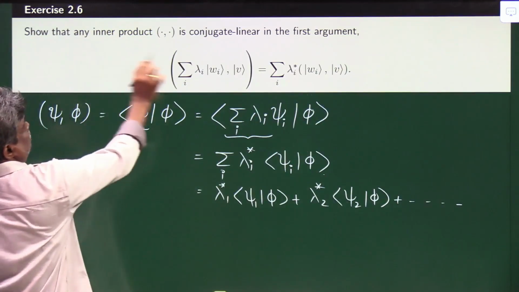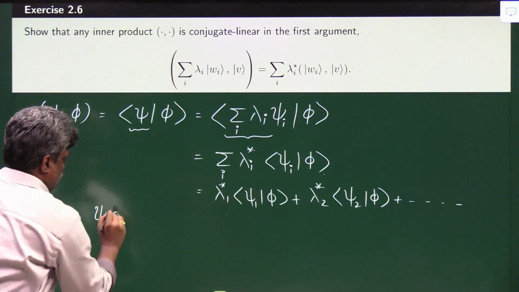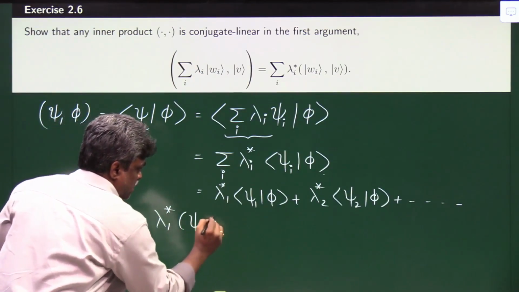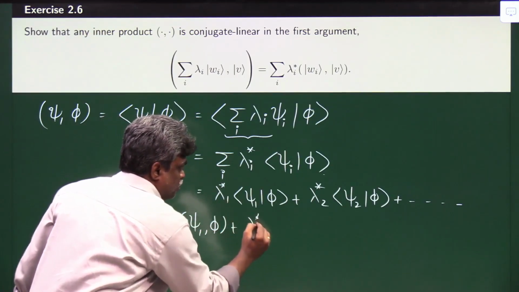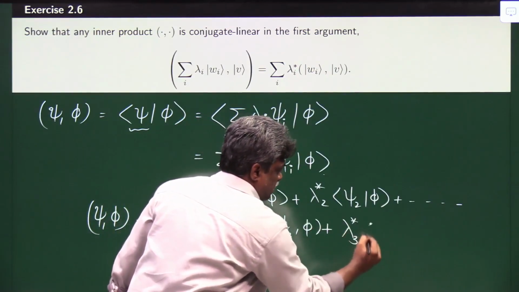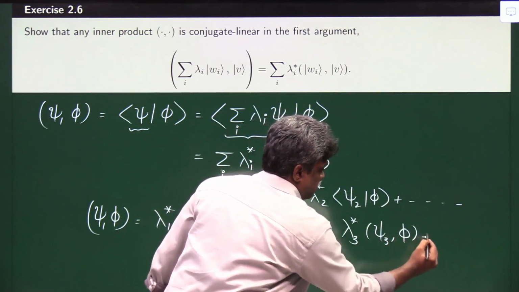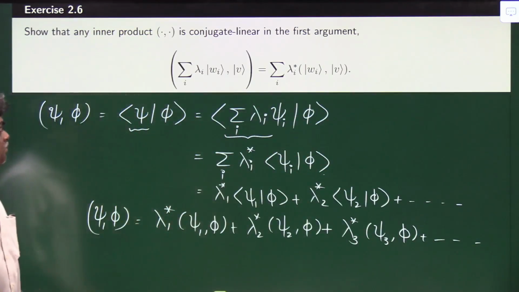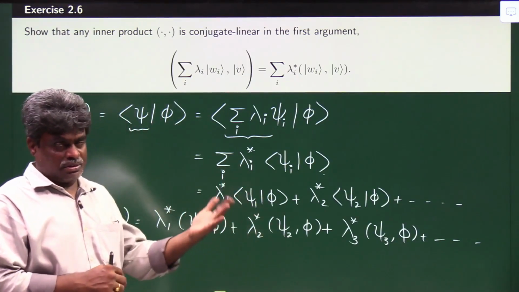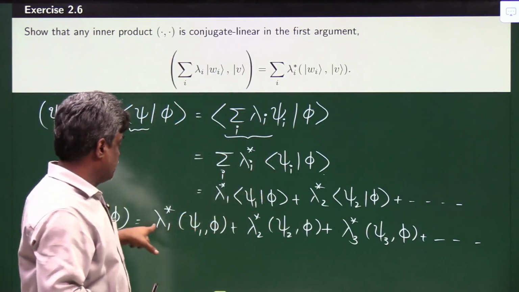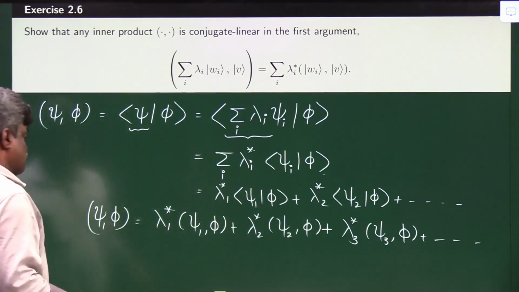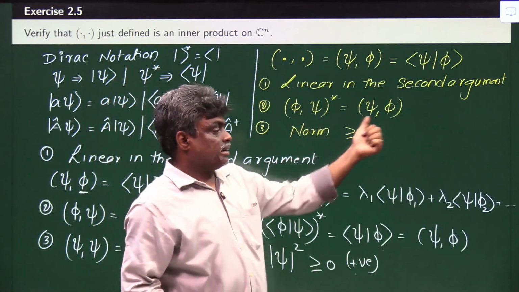If you want to write this in the notation given in the textbook, psi comma phi equals lambda 1 star psi 1 comma phi plus lambda 2 star psi 2 comma phi plus lambda 3 star psi 3 comma phi plus so on, like this. So finally, the inner product properties: it is linear in the second argument and conjugate linear in the first argument, its norm is always positive, and it satisfies this complex conjugate rule.